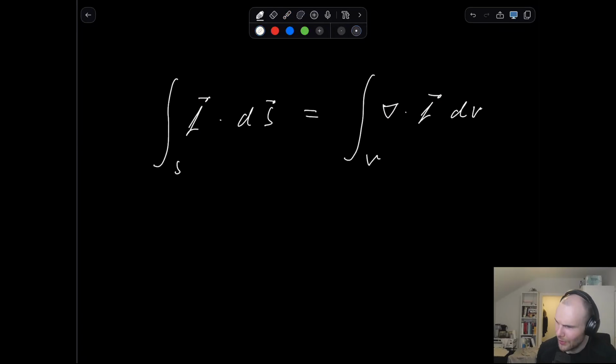I don't actually remember. The left side here is of course the flux. Flux doesn't need to be a closed surface, but then again, one of these is going to be a closed surface. I have a 50-50 chance here. I'm pretty sure that one of these is a closed surface.